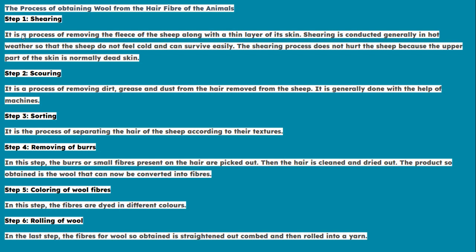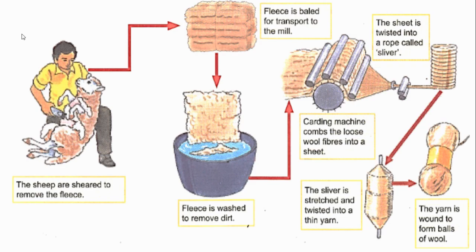Now coloring of wool fiber. Now we will color or dye the fibers in different colors. Now rolling of wool. In the last step, the wool fibers which were obtained are straightened out, combed, and then rolled into yarn. So this is the process.